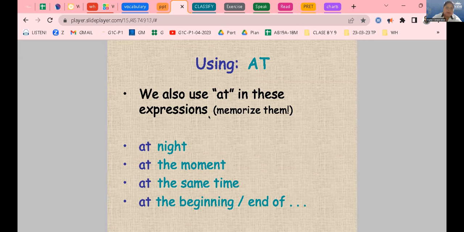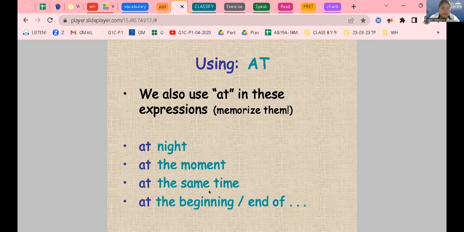Okay. So, as I mentioned, we have some expressions in which we all have to use at, right? At night, at the moment, at the same time, at the beginning, at the end of. At the moment I'm working. En este momento, I'm working, right? En este momento estoy trabajando. At the moment I'm studying English. Es una actividad temporal, por ejemplo. El ejemplo que les di. At the moment I'm studying English, right?